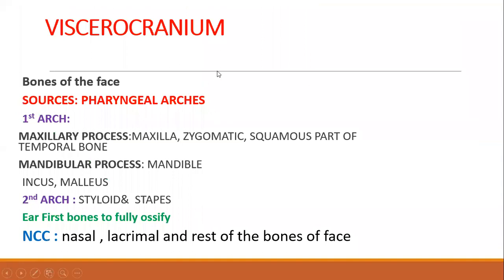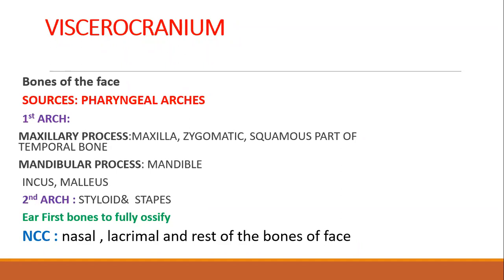Next, you have viscerocranium. Viscerocranium are the bones that form your facial skeleton. Bones of the face receive contribution from the pharyngeal arches. Basically, your first pharyngeal arch and the second pharyngeal arch. First pharyngeal arch has 2 components, the maxillary process and the mandibular process. Maxillary process is going to form maxilla, zygomatic bone, and squamous part of the temporal bone.